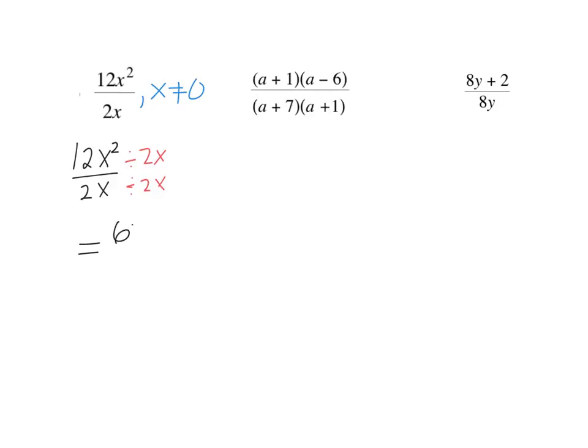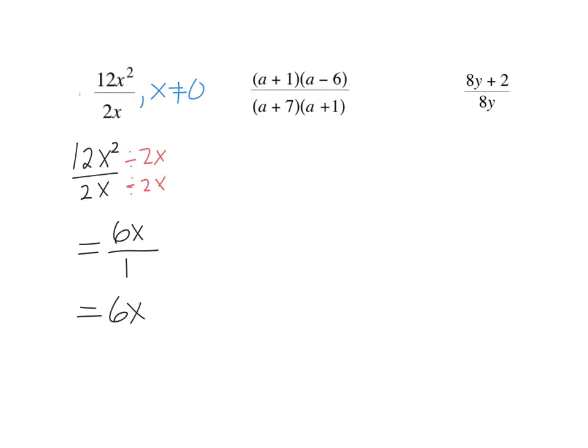6x, because 12 divided by 2 is 6. I had 2 x's, and I'm getting rid of one of them. And on the bottom, 2x divided by 2x is 1. Now, ideally, you would not leave it as 6x over 1. You would just write 6x, okay? Because that over 1 is not necessary.